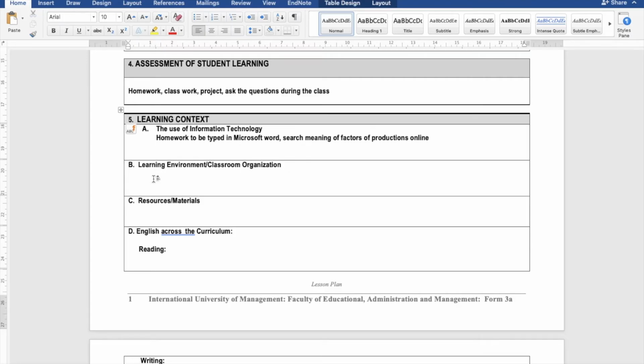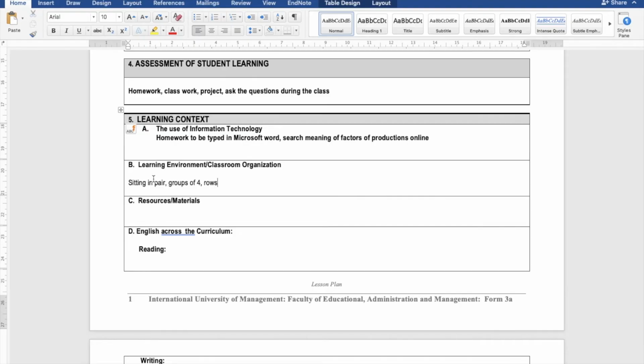And then the learning environment, the classroom organization. How are you going to arrange your class? So probably they will be sitting in pairs. If you say you're going to give a group work, make sure that you say they're sitting in groups of 4 learners, or they are going to sit in rows. So it's up to you how you are going to arrange your class.